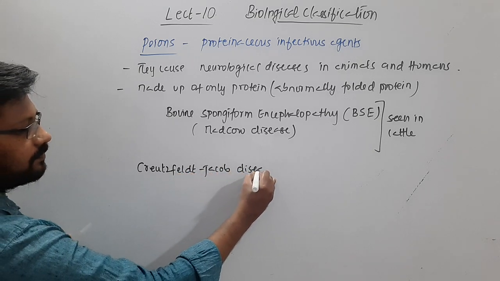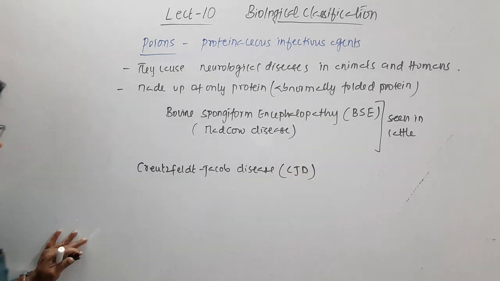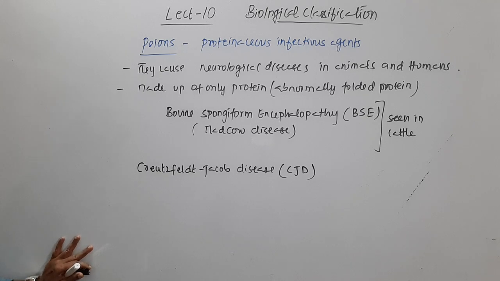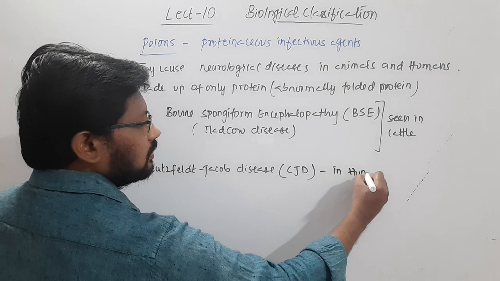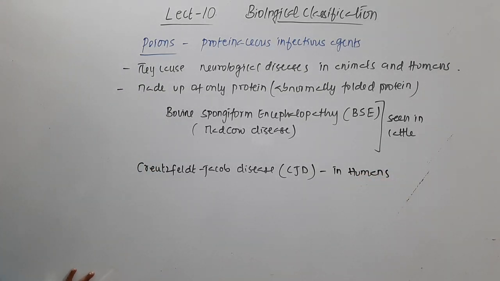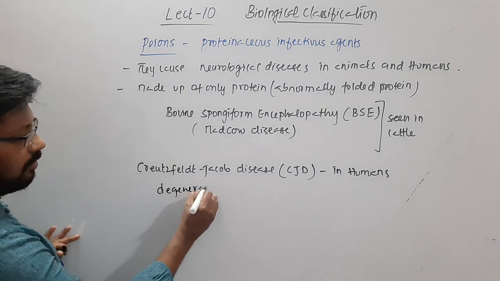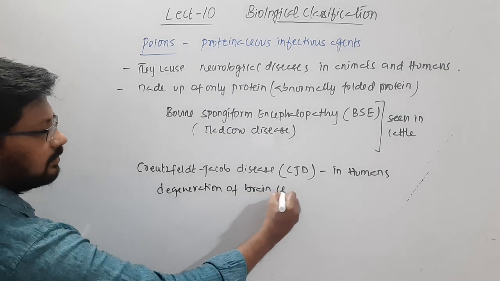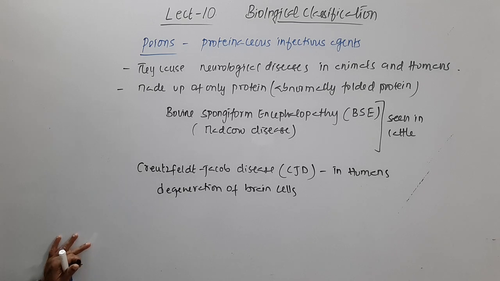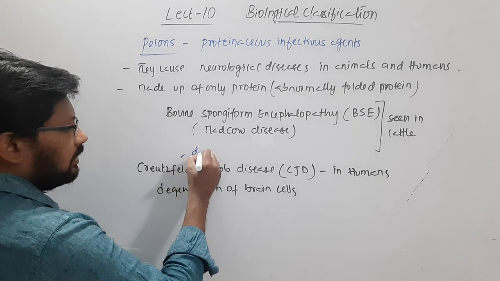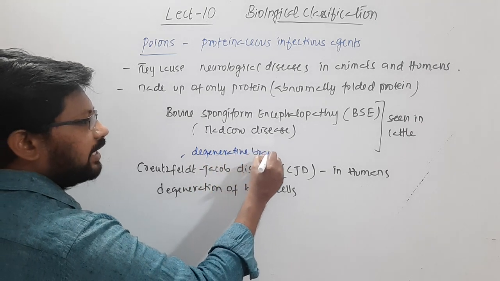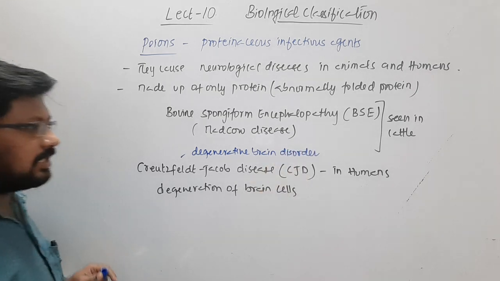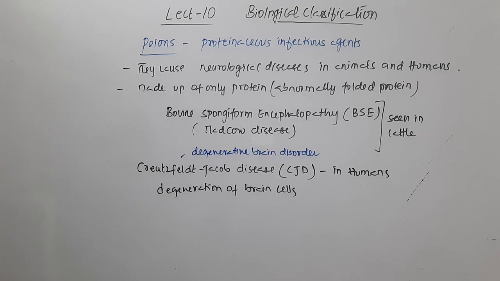Then another disease called Creutzfeldt-Jakob disease, in short CJD. This Creutzfeldt-Jakob disease is seen in humans. This CJD is a fatal degeneration of brain cells. This results in the death of the person. It is a degenerative brain disorder. So that's about prions.